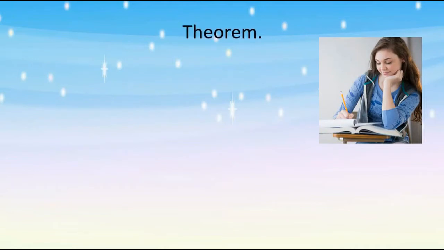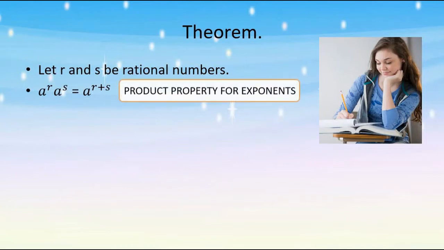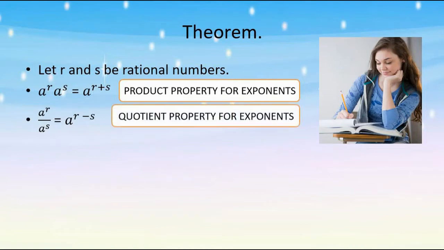Theorem: let r and s be rational numbers. a to the power of r multiplied by a to the power of s is equal to a to the power of r plus s. This is the product property for exponents. a to the power of r over a to the power of s is a to the power of r minus s. This is the quotient property for exponents.